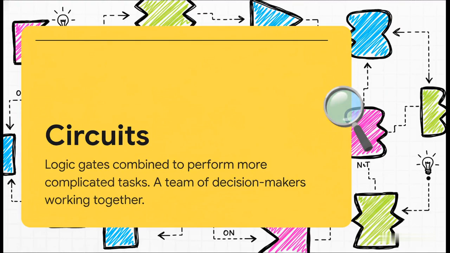When we start linking these logic gates together, we create what's called a circuit. And a circuit is really just a team of these little decision makers all working together in a chain. The output of one gate just becomes the input for the next one down the line. And that's it. That's how we go from these super simple rules to incredibly complex behaviors.